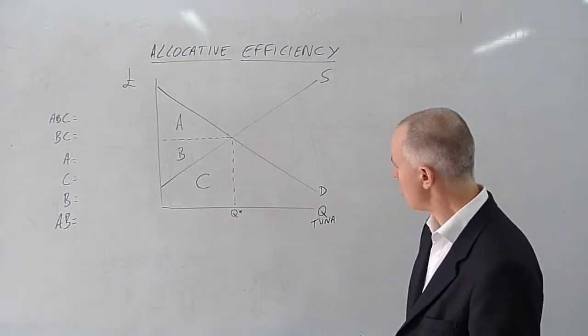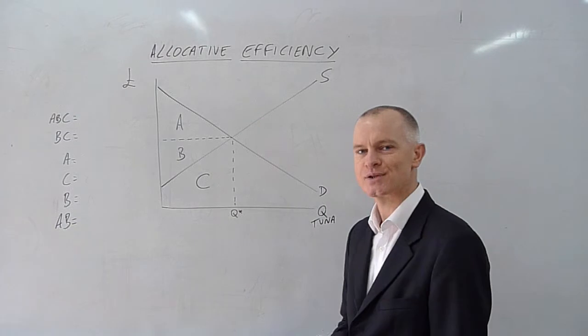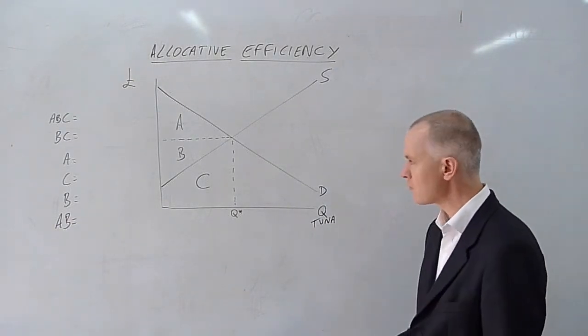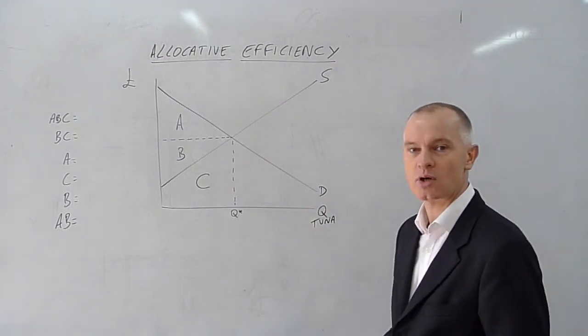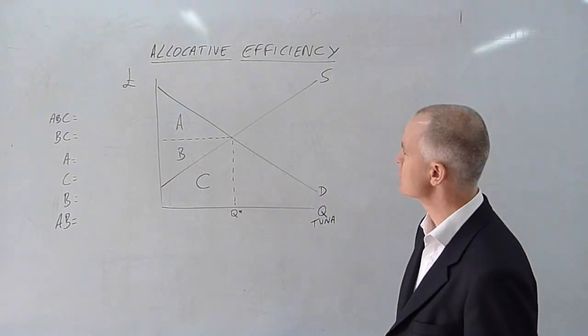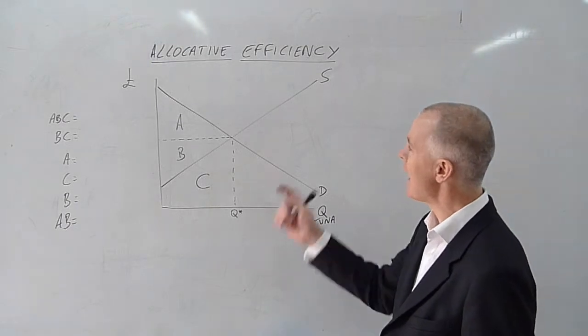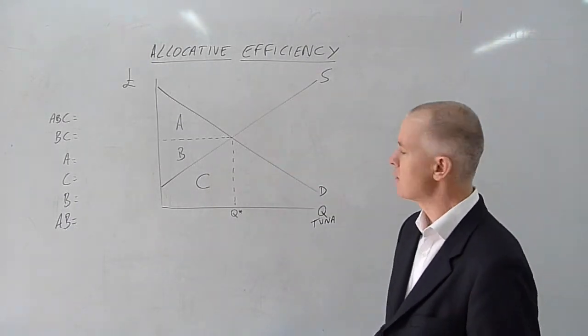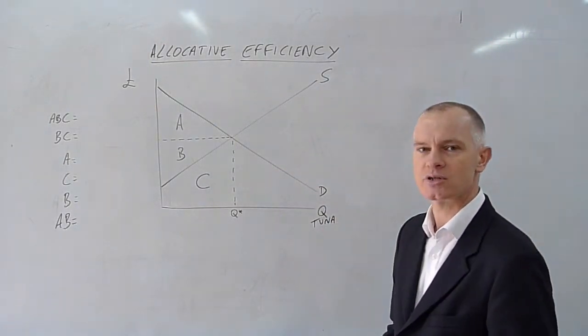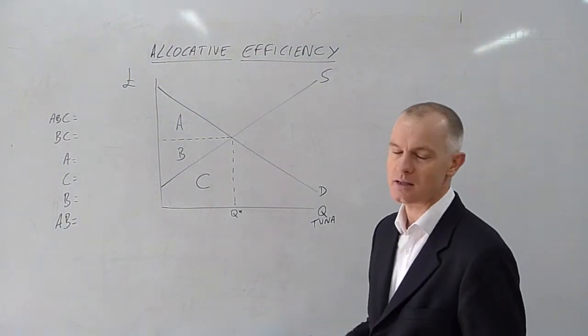On the board are the most familiar curves in economics, supply and demand. In this exercise, we're going to see how supply and demand curves can actually demonstrate one of the most powerful ideas in economics: that allocative efficiency, the correct quantity of a product, can be achieved without any government intervention.